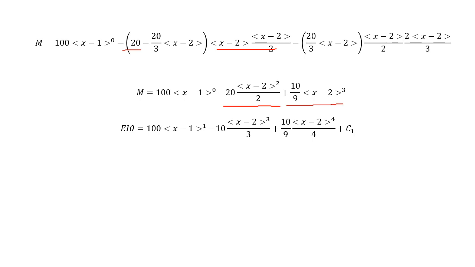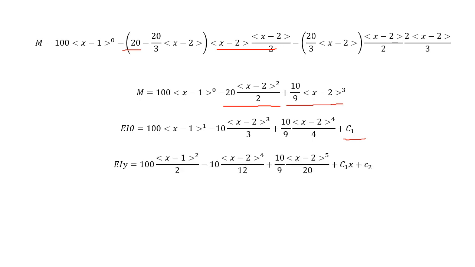This is the integral, and don't forget the arbitrary constant, C1. And then, you integrate it twice, and here you get C1x plus C2. Again, do not forget this part. And after you have integrated the equation twice to get EIY, what you have to do is to solve for C1 and C2.